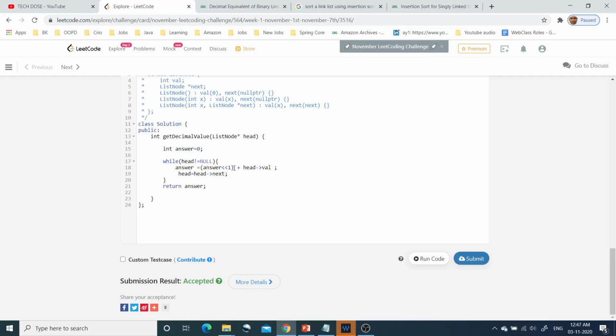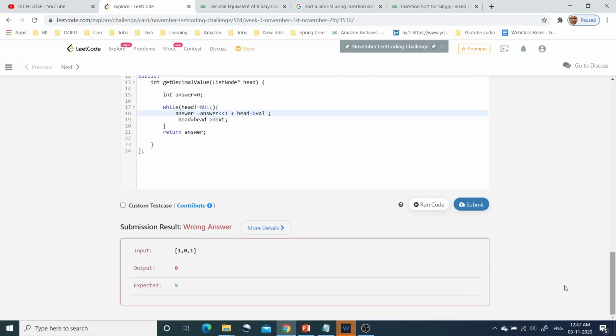Now one thing to note is that you have to keep these brackets as such, that is you cannot remove these brackets, otherwise your answer will be wrong. For example, if I submit this, then you will get the wrong answer. So it is due to the precedence and associativity of the operators. Plus has higher precedence than the left shift operator. So you have to just keep these brackets as such, otherwise your answer will come out wrong.